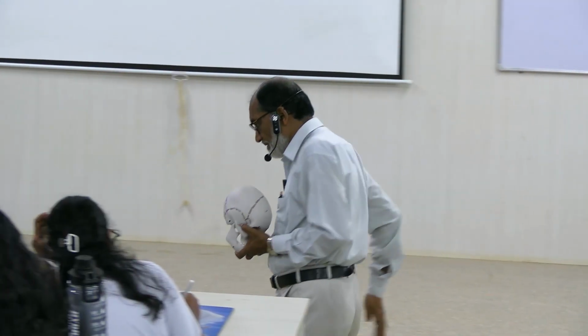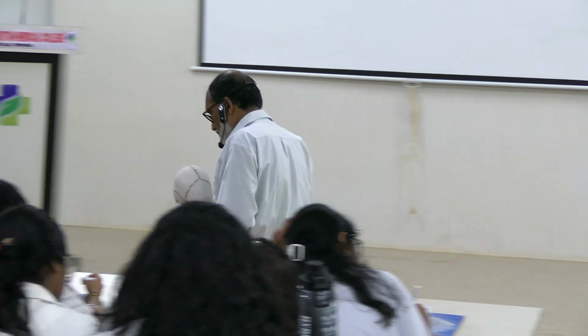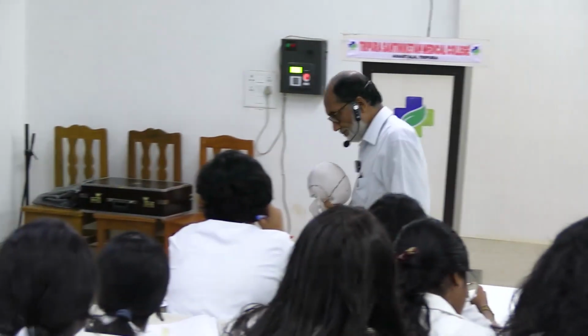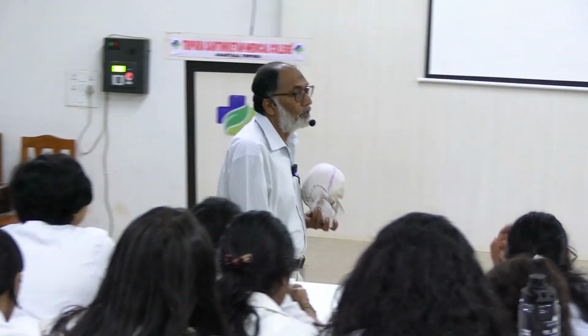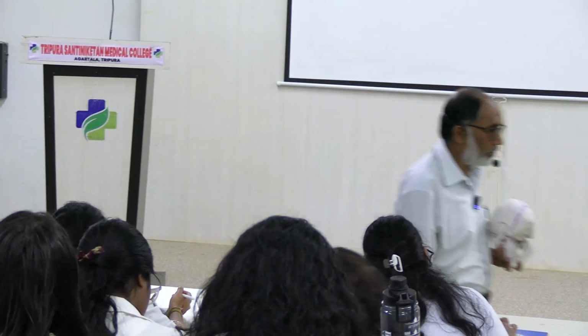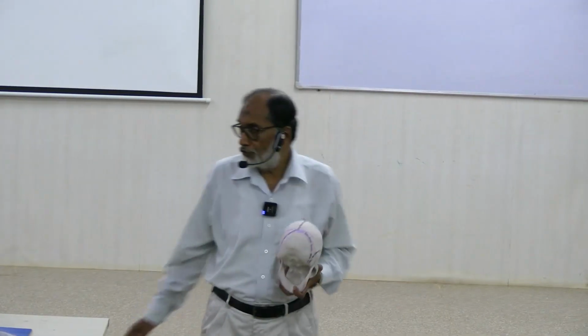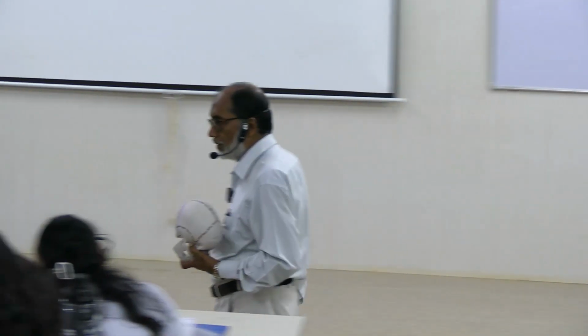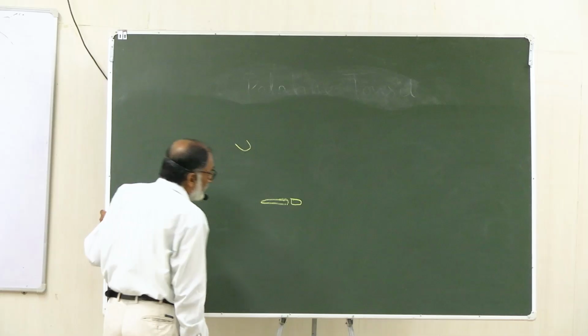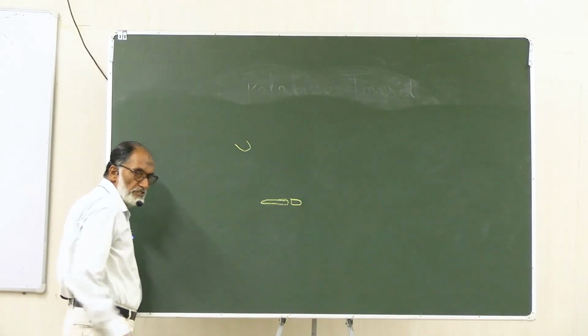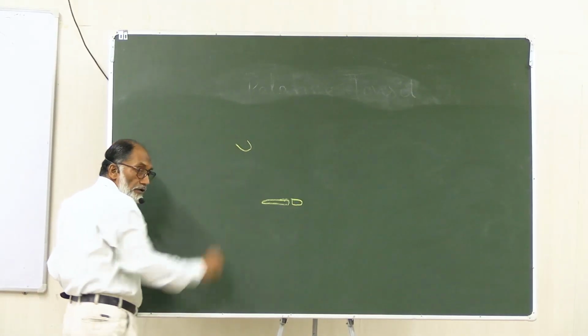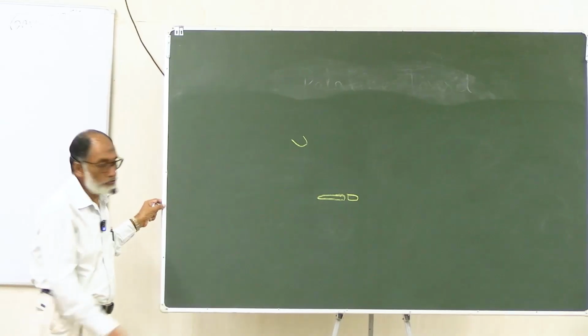Now come to the anterior triangle. Today you will be shown the carotid triangle. What is the boundary of the carotid triangle? This is the clavicle, this is the manubrium sterni, this is the mastoid process.